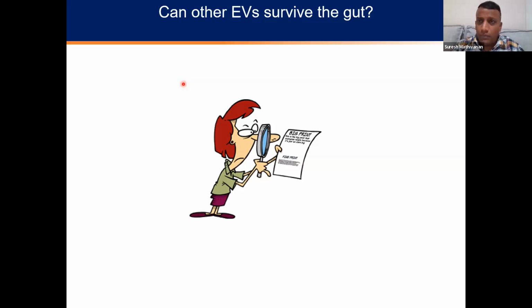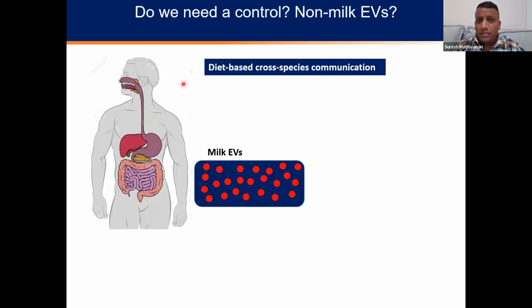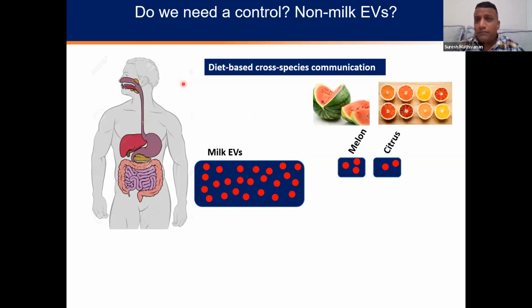But however, for curiosity, we looked at another beverage like milk. So when you look at milk, the EVs are high in milk, but other food sources like melon and citrus, when you break up the cells, they can form these EV-like structures, as well as there are some EVs also present in them.